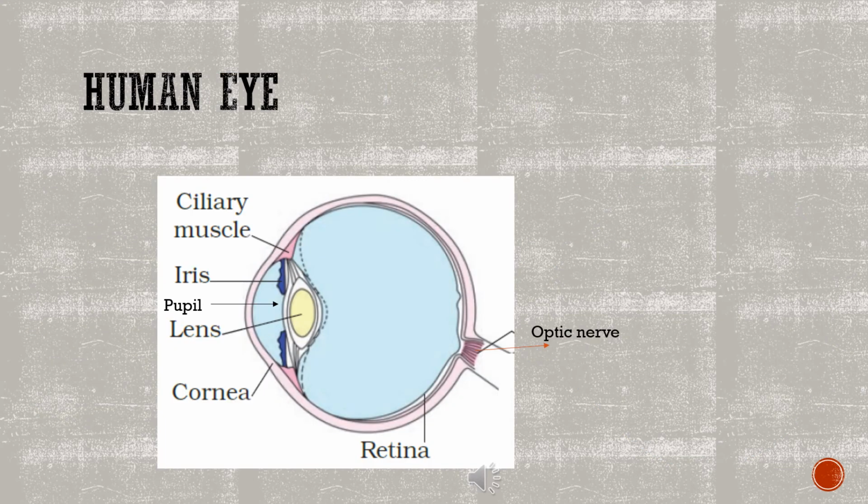This is a diagram which is easy to draw. For the exam, there may be a question: draw the structure of the eye and label the important parts. This you have to do. So draw and learn it many times and label the parts. That is very important. So this diagram you have to draw, learn and practice.